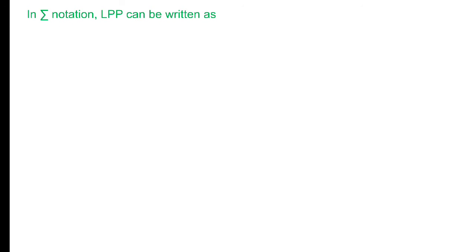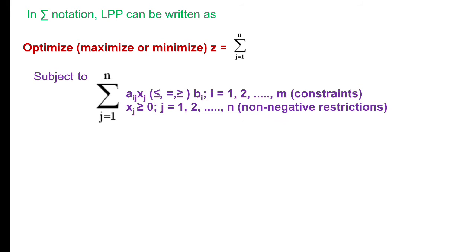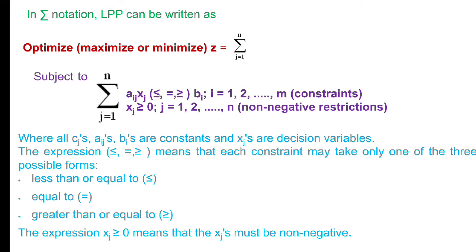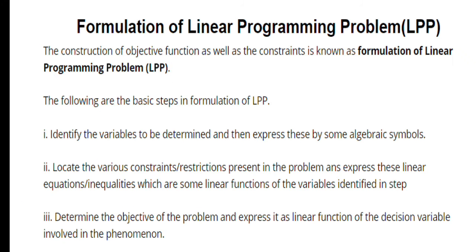So in summation notation, LPP can be written in the short form, and here will be written the constraints and non-negativity. What I explained in the previous slides will be written here in the short format, where the Ci's, Aij's and Bi's are constants, and the Xj's are decision variables. The expression means that the constraint makes one of the three possible, less than or equal to, equal to, or greater than or equal to. The expression Xj greater than or equal to 0 means Xj's must be non-negative, that is, 0 or positive values.